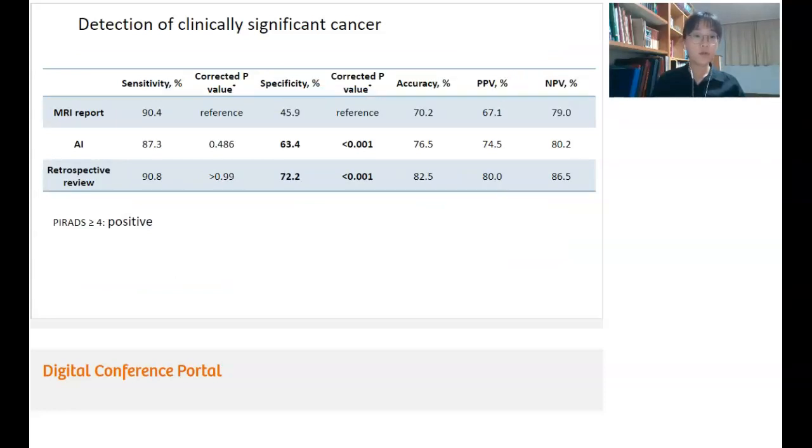Sensitivity of 3 results was higher than 85%. The specificity of AI was higher than the clinical routine MR report, so at least prostate AI showed similar sensitivity to clinical routine reports and better specificity.